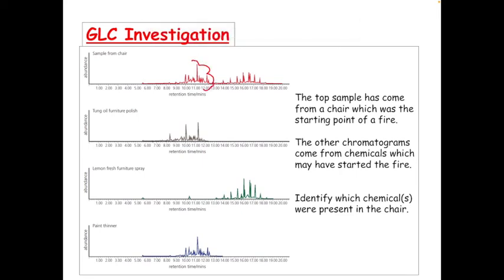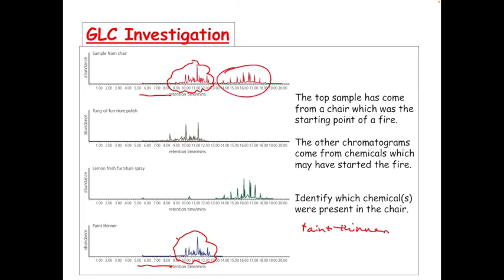Obviously, if we look here, this spike is quite important, and we can see that comes up in the paint thinner, and it also includes this kind of stuff at the end as well, about here and about here. That has the same pattern, which tells me that I have definitely got this stuff in here. So I definitely have paint thinner in that chair.